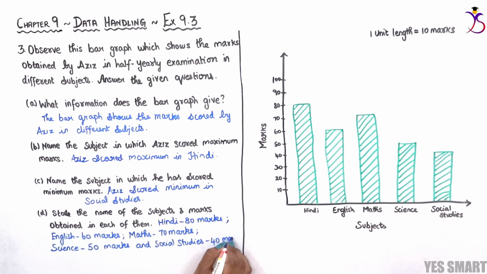On observing the marks itself, we can easily say the maximum marks is in Hindi, the minimum marks is in social studies. So it is very easy to observe the graph and answer the questions, just by observing the graph carefully. So with this, we have completed this exercise.